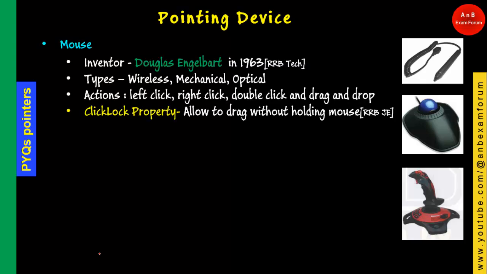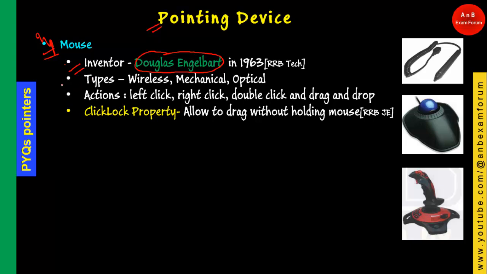Coming to the next important input device, the pointing device. There are many pointing devices, which are in fact input devices, and the very important one is the mouse. You should remember, and it is very commonly asked in exams, about the inventor. Who invented the mouse? It is Douglas Engelbart in 1963. He was from America. The name you should remember: Douglas Engelbart.